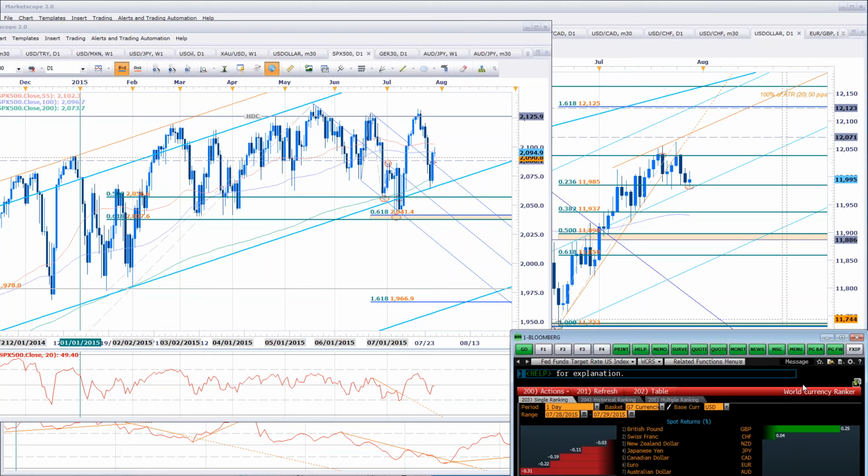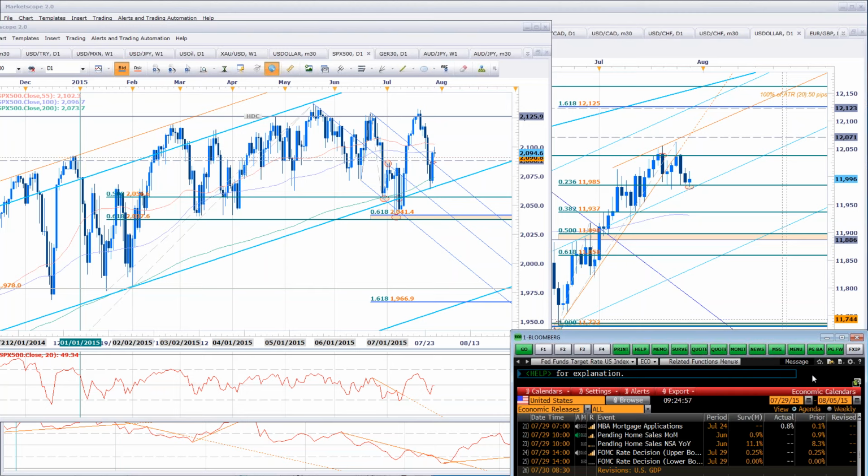Heading into the U.S. session, you do have some data on the docket with pending home sales on tap at 10 o'clock. You did get some weak numbers on the existing home sales earlier, so certainly something that the Fed will be looking at with the housing recovery continuing to be the laggard. 0.9% is the expectation for June with a build of 11.1% year on year. And then obviously the FOMC policy decision will be the highlight of the day heading into 2 p.m.